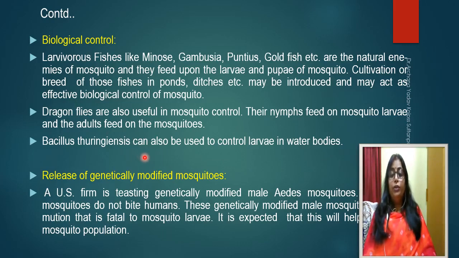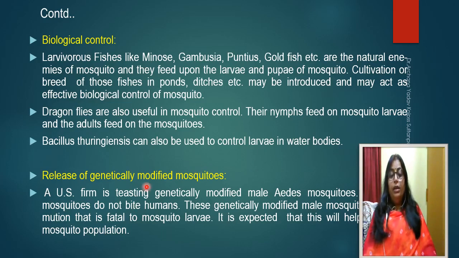Dragonflies are also very useful for controlling mosquito because their nymphs feed on mosquito larvae and the adults feed on mosquitoes. Bacillus thuringiensis can also be used to control larvae in water bodies.